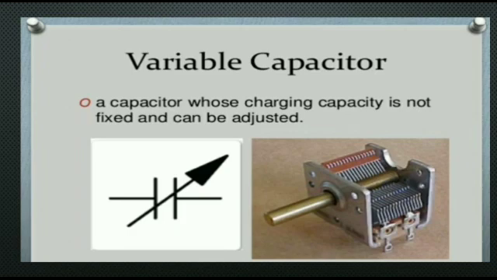Variable capacitor. A capacitor whose charging capacity is not fixed and can be adjusted. This is the picture of a variable capacitor. We can adjust the capacitance value, and this is the symbol of the variable capacitor. This type of capacitor is used in audio control systems.